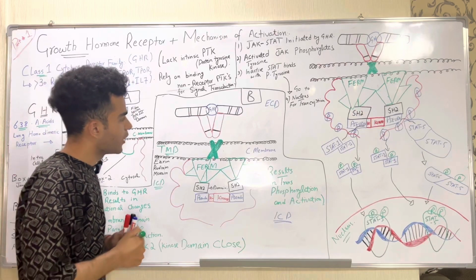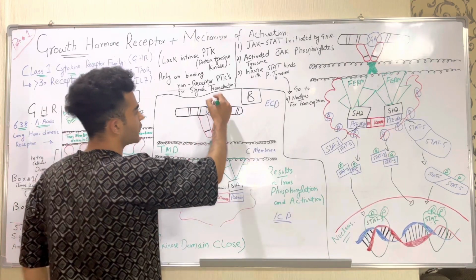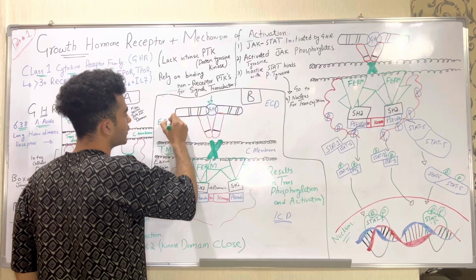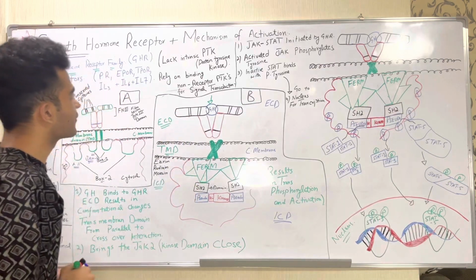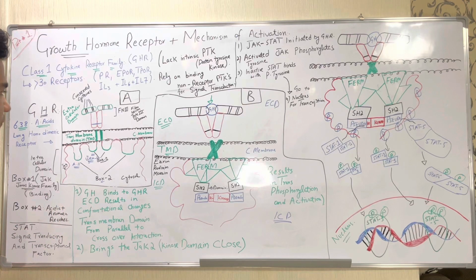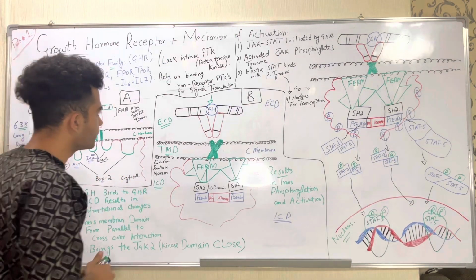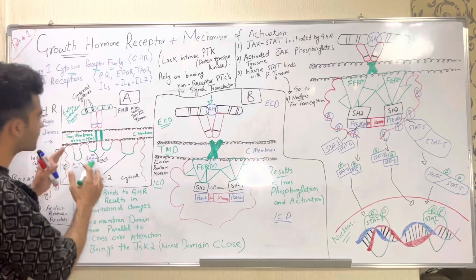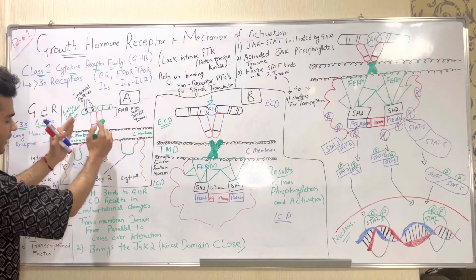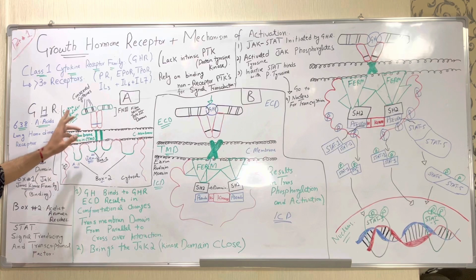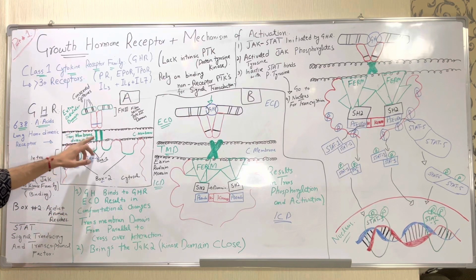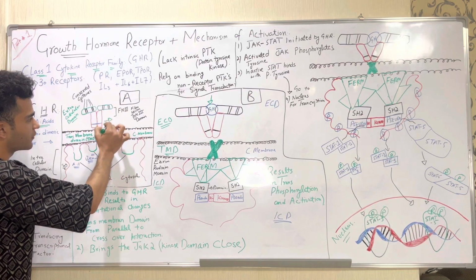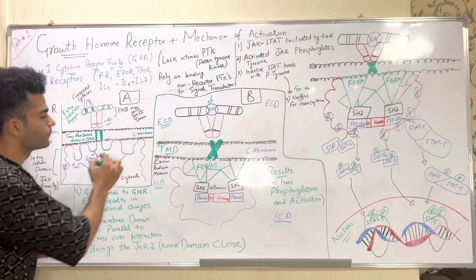Now what will happen? When the growth hormone comes and attaches to the extracellular domain, what things will actually happen? When the growth hormone binds to the extracellular domain, it will result in conformational changes here. And with these conformational changes, this transmembrane domain, if you are looking here, look at the difference, there will be some structural changes which will occur.